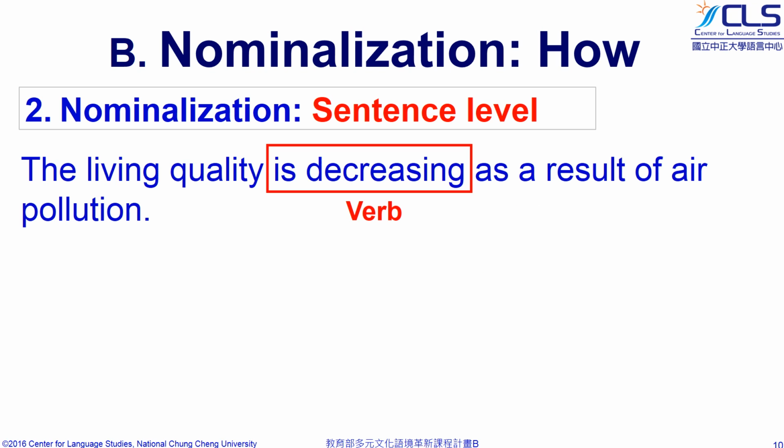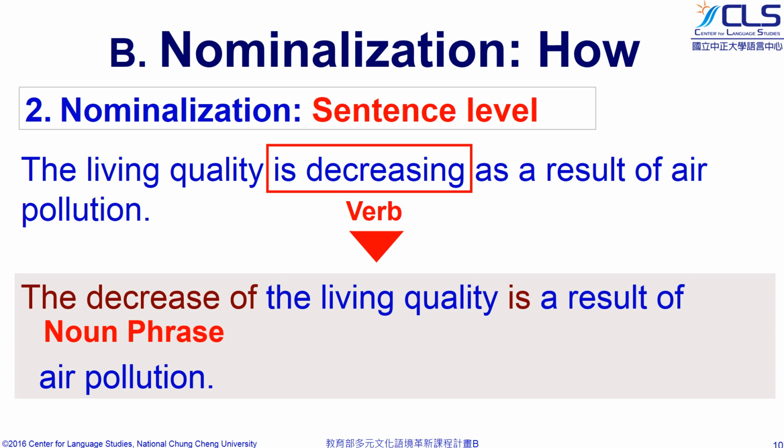We can nominalize the verb is decreasing to the decrease of, but remember to add a verb to the sentence. The sentence reads, the decrease of the living quality is a result of air pollution.